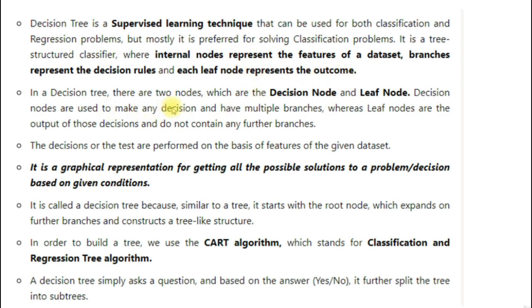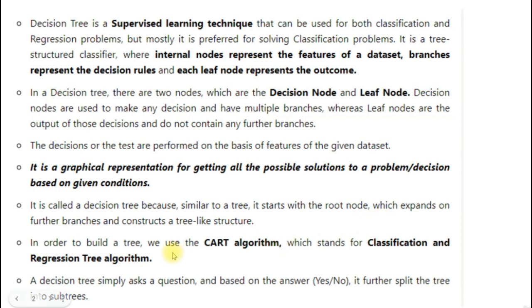So in a decision tree there are two nodes, which are the decision node and the leaf node. Decision nodes are used to make any decision and have multiple branches, whereas leaf nodes are the output of those decisions and do not contain any further branch. The decision or the tests are performed on the basis of features that are given in the dataset. It is a graphical representation for getting all possible solutions to a problem based on the given conditions. We call it decision tree because the structure is similar to a tree, and it starts with a root node which expands on further branches and constructs like a tree.